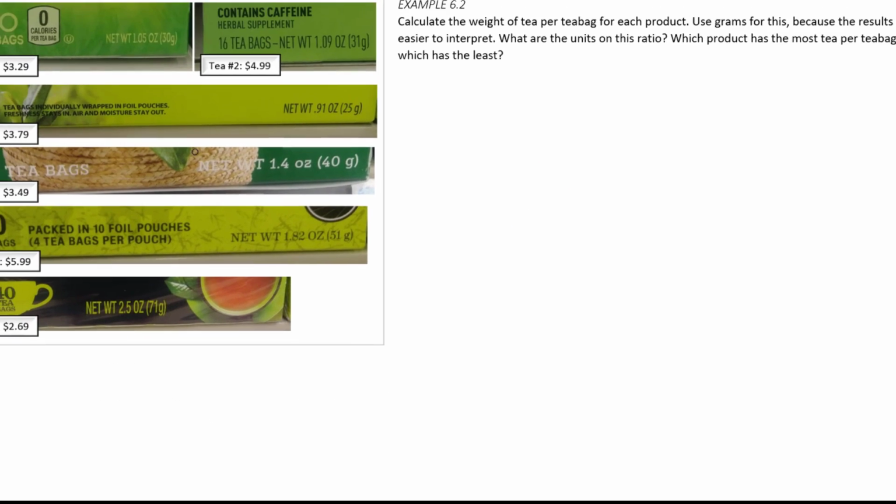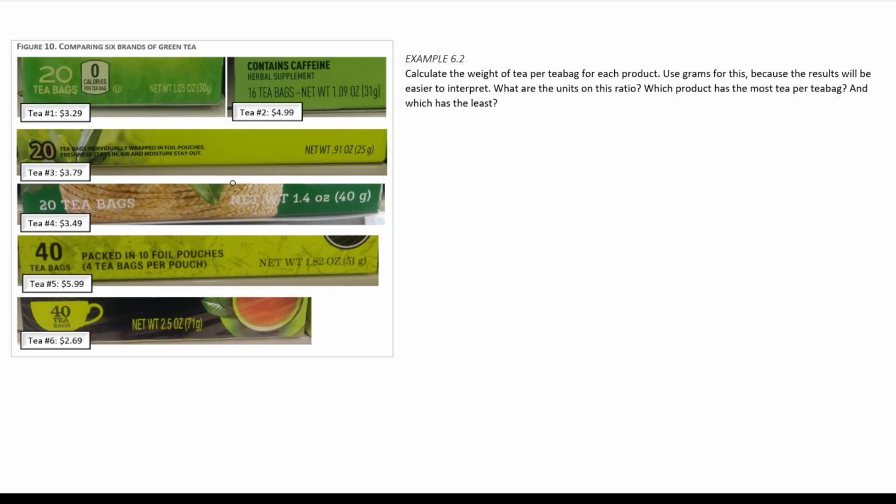So let's compare them using that. Example 6.2 says, calculate the weight of tea per tea bag for each product. Use grams for this because the results will be easier to interpret. What are the units on this ratio? Which product has the most tea per tea bag and which has the least? So the ratio we're going to be calculating here is weight in grams per tea bag. So that is going to result in a ratio that's going to be grams per tea bag, or grams per bag.